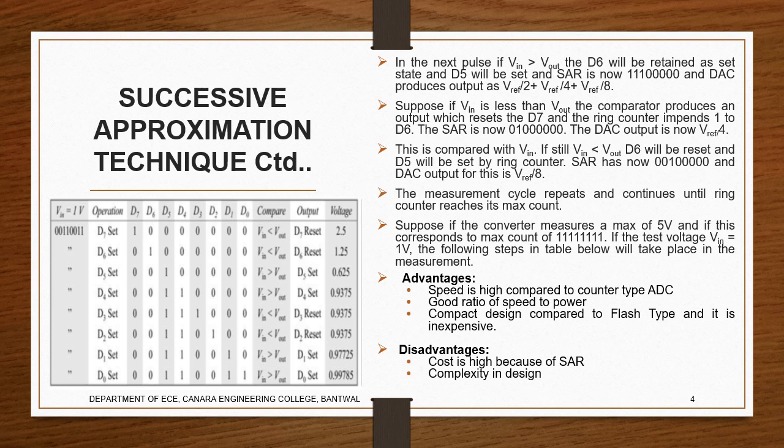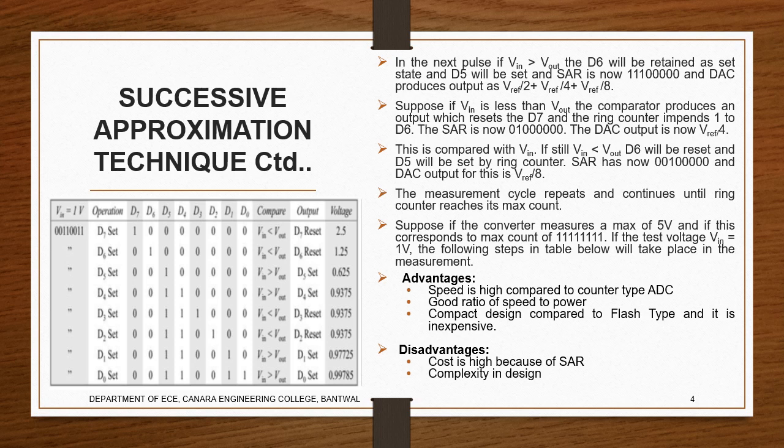Please check that. When you set the value at D7, it has to be V reference divided by 2, D6 V reference divided by 4, D5 V reference divided by 8, D4 V reference divided by 16, D3 V reference divided by 32, next D2 V reference divided by 64, then V reference divided by 128, then last D0 V reference divided by 256. Everything has to be calculated when it is set, and once the bit has been set, you have to keep it that way. So this is the step.